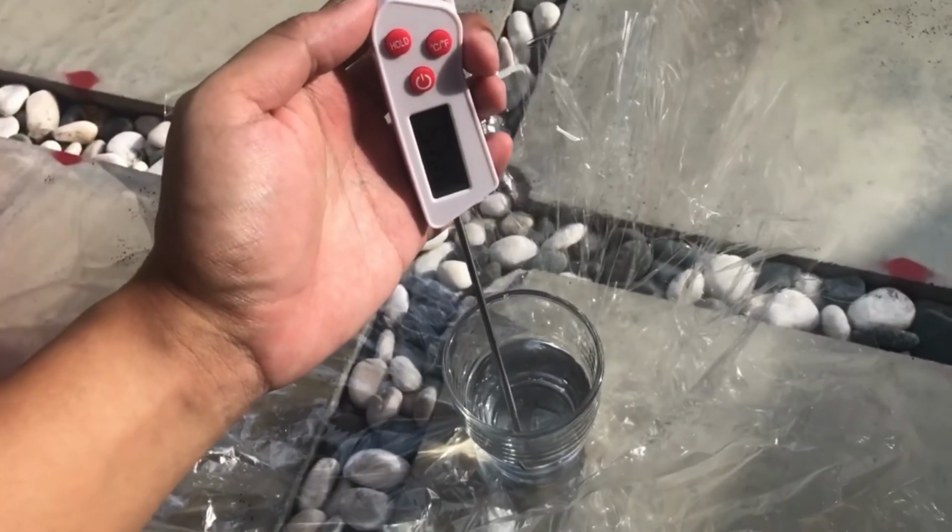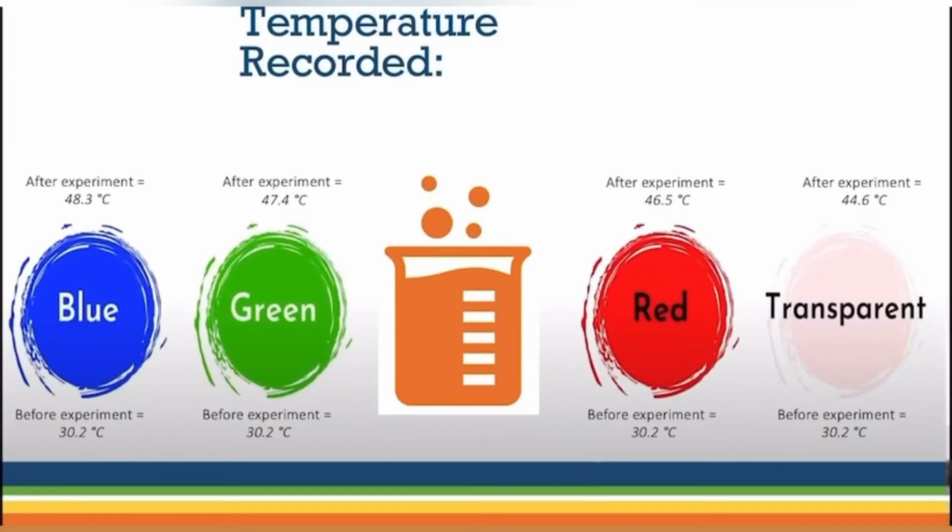44.6 degrees Celsius. Based on the experiment, the water in the glass covered by the blue cellophane sheet had the highest temperature of 48.3 degrees Celsius, followed by green which is 47.4 degrees Celsius, the red one with 46.5 and the transparent one had a temperature of 44.6 degrees Celsius. So we can see that the temperatures for all the glasses were in decreasing order.